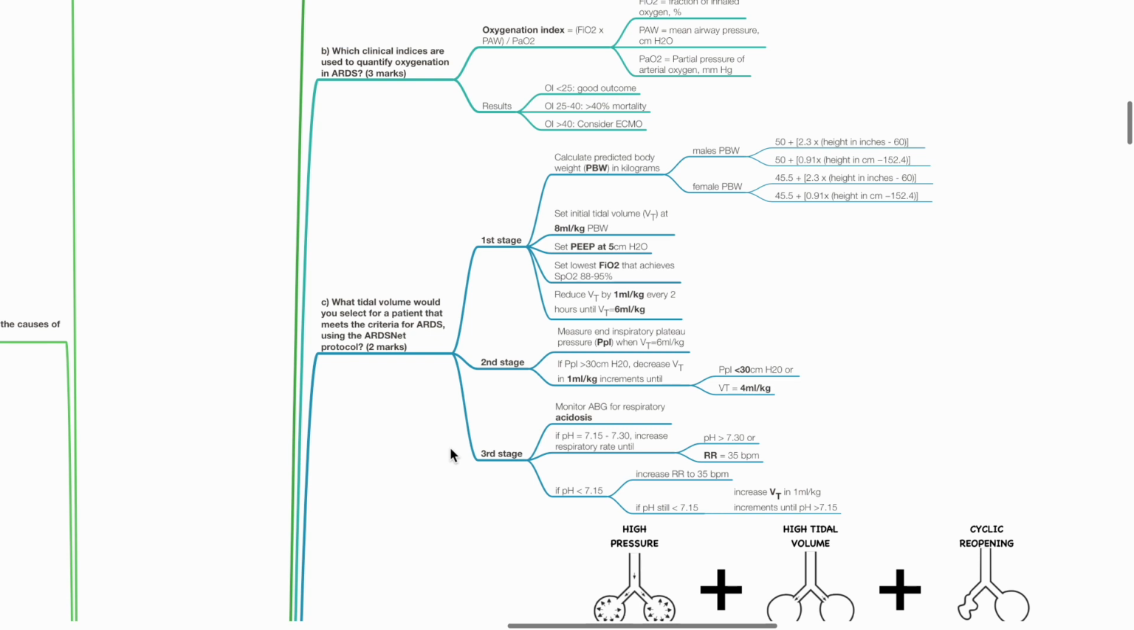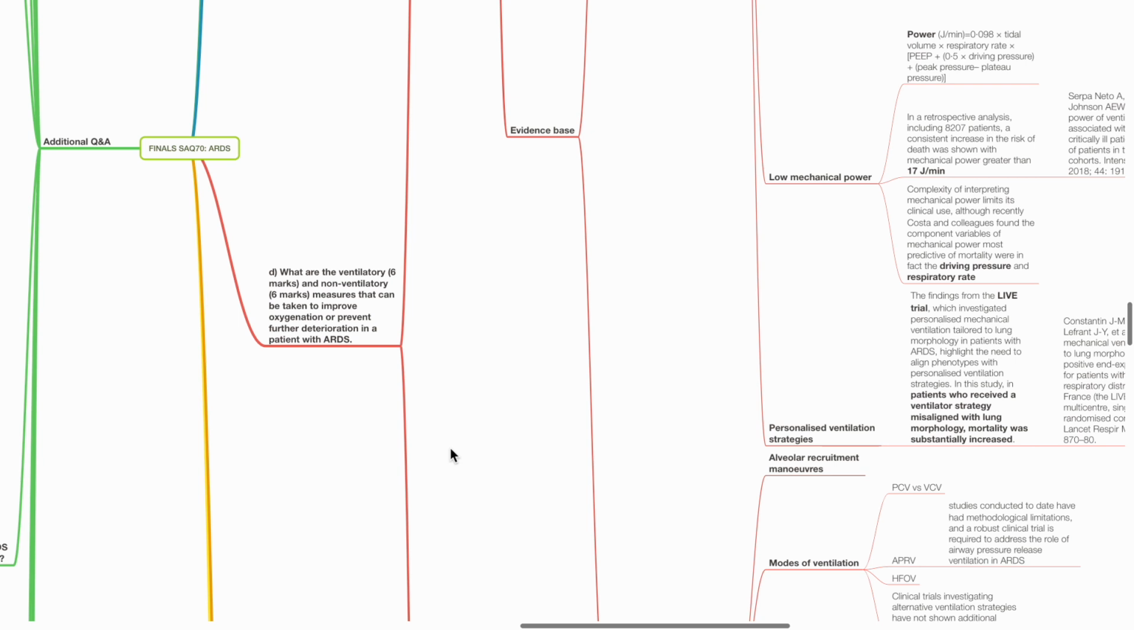Monitor ABG for respiratory acidosis. If pH is 7.15 to 7.30, increase respiratory rate until pH more than 7.30 or RR equals 35 breaths per minute. If pH is less than 7.15, increase RR to 35 breaths per minute. And if pH is still less than 7.15, increase tidal volume in 1 mL per kg increments until pH is more than 7.15.